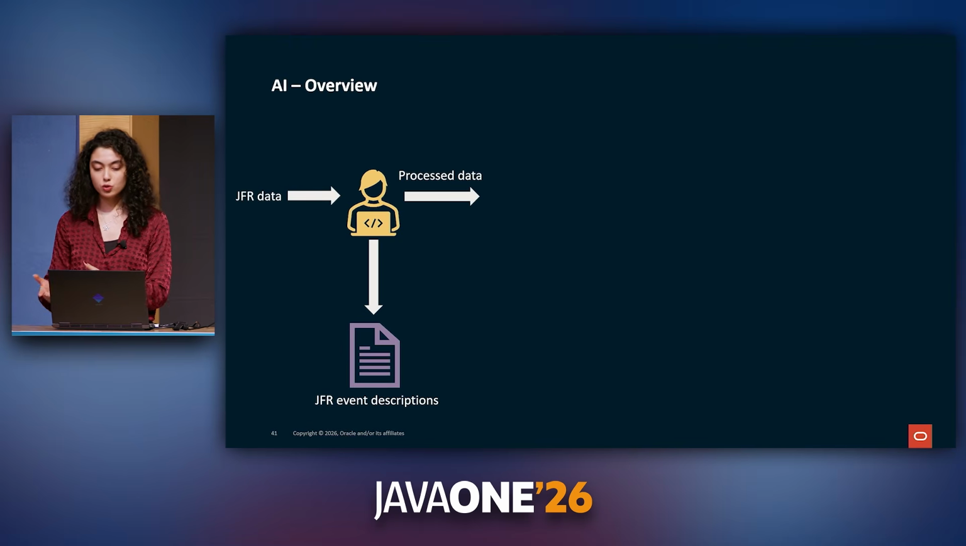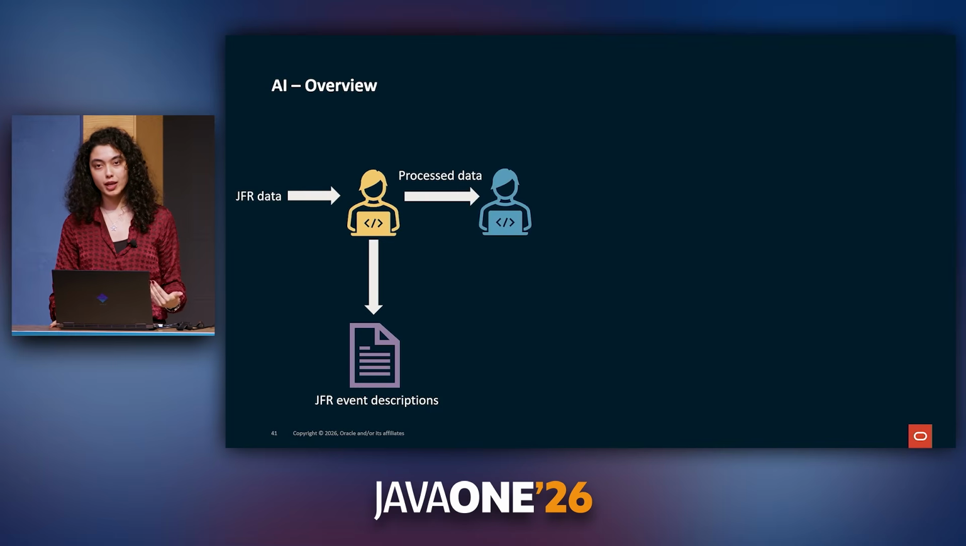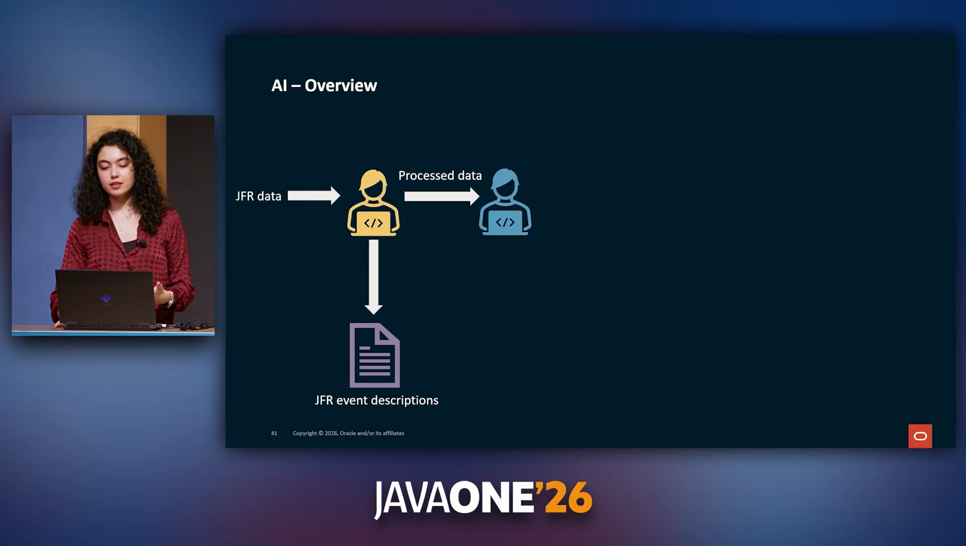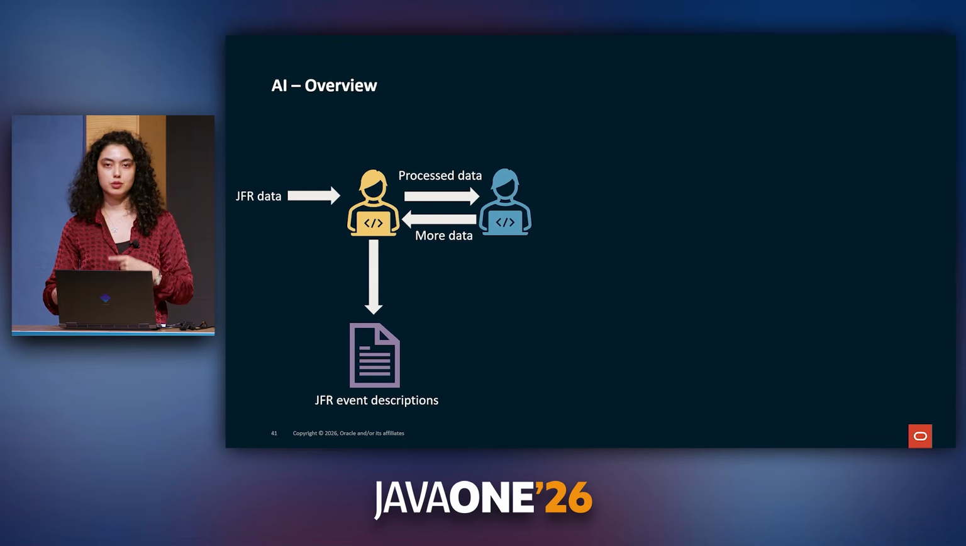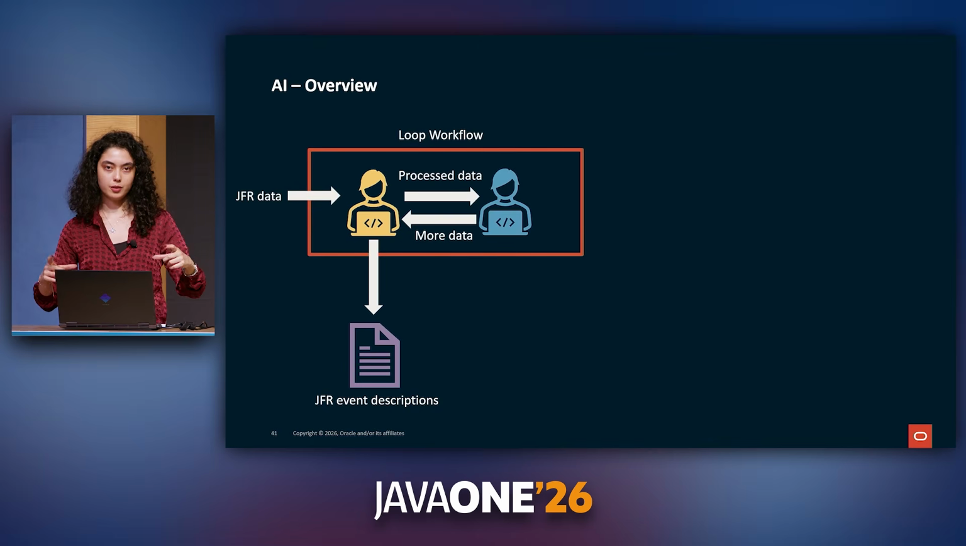And then it can send it to another engineer, the blue engineer. The blue engineer's task is looking at the processed data and trying to figure out whether there is something going wrong or everything is okay. And if it requires further data to be sure that something is wrong or not, then it can ask for more data from the yellow engineer, and they can work together within a loop. So we can create a loop workflow between these two engineers.